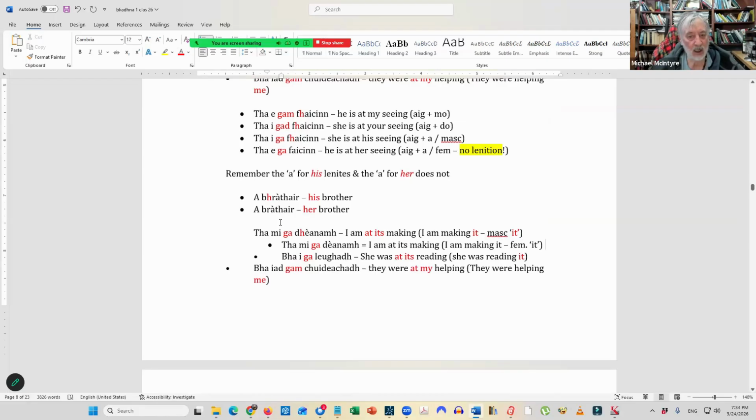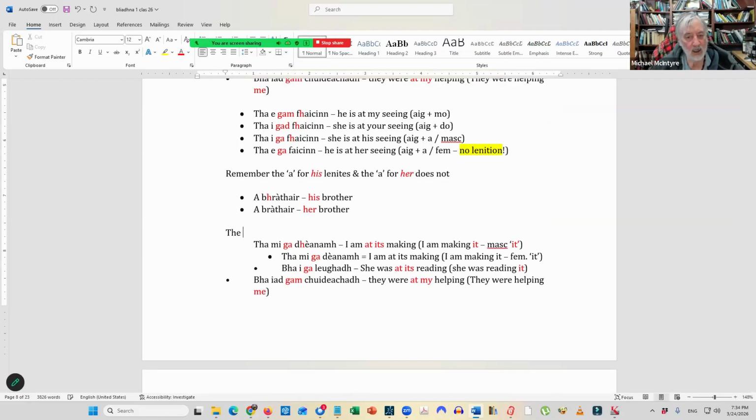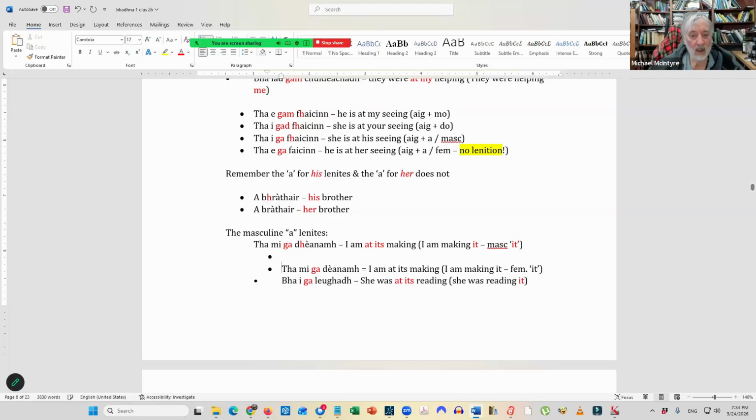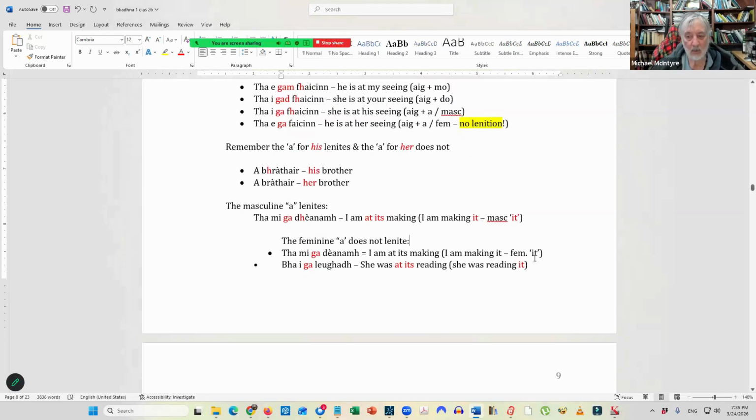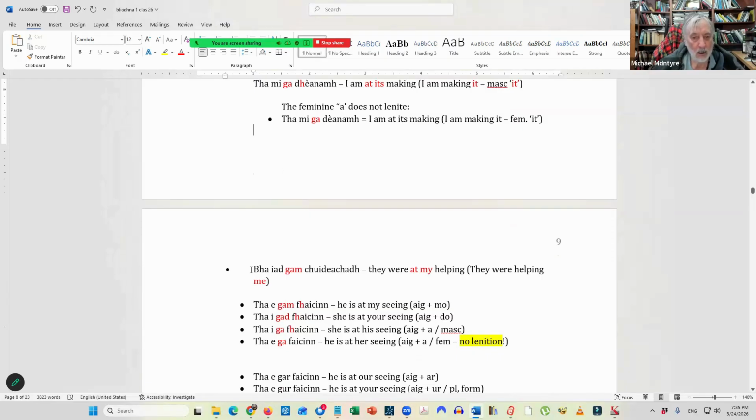Okay, let me do this. The masculine lenites, hami gayenef. The feminine does not lenite. I'm going to leave hami gayenef, if I'm talking about making a cake.